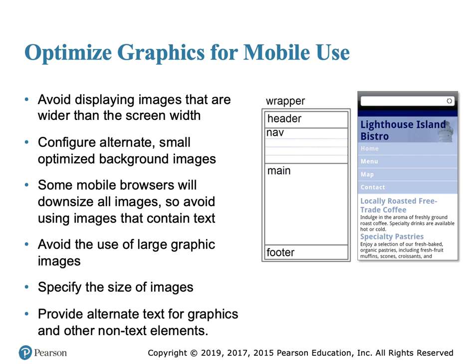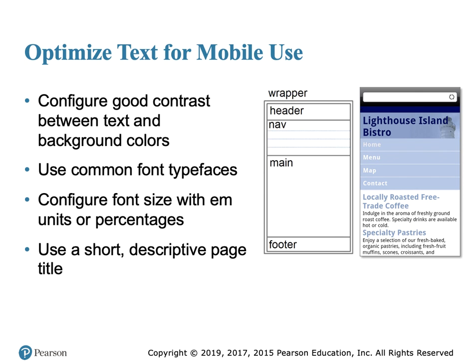You should also optimize the graphics for mobile use. Avoid displaying images that are wider than the screen width, as this may result in a horizontal scroll bar. Configure alternate small optimized background images. Avoid using images that contain text. Avoid the use of large graphic images. Specify the size of the images, and provide alternate text for graphics and other non-text elements. You also want to be sure to provide good contrast between text and background colors. Use common font typefaces, configure font size with em units or percentages, and use a short descriptive page title.